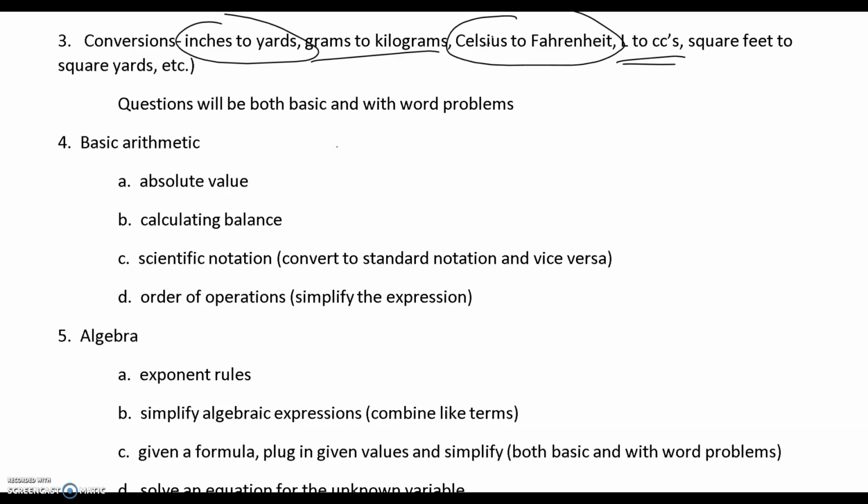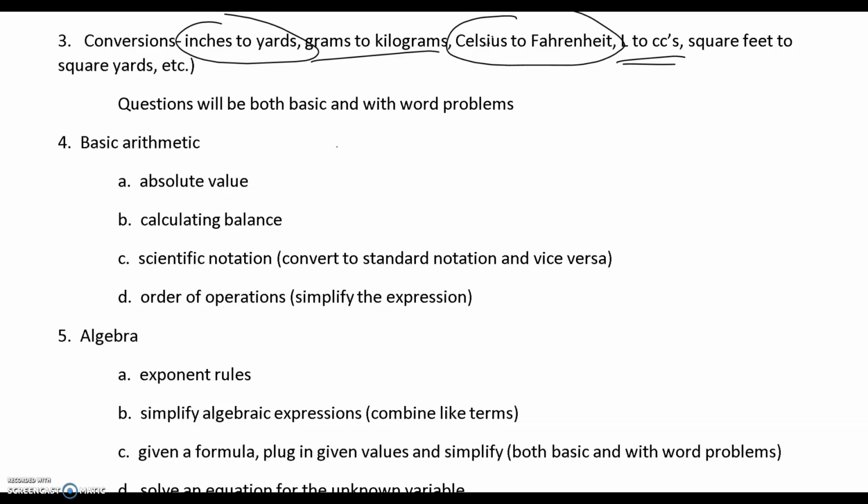Okay. Basic arithmetic. So think about what you had to do in this section. Absolute value, calculating a balance. You make deposits, withdrawals, just adding and subtracting. What's your final balance? Scientific notation. I give you a number in scientific notation. You convert it to what's called standard notation, and vice versa. Be able to put 1,600,000 into scientific notation. Be able to put 1.6 times 10 to the sixth in standard notation.